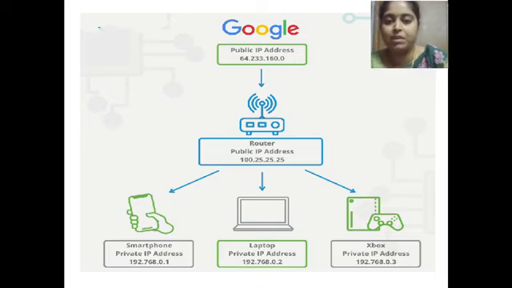Here is an overall structure of DHCP. We have a Google IP address, 64.233.160.0. It has a router, and there are devices connected to it: one is a phone, one is a laptop, and one is a game device. Each and every device has an IP address. So who assigns this IP address? Nothing but DHCP, that is the router.